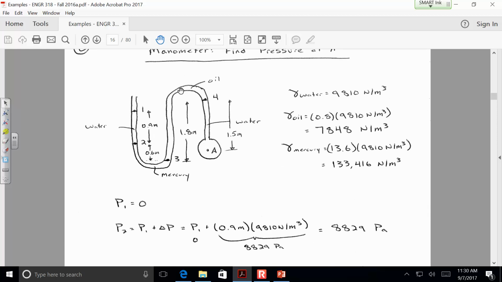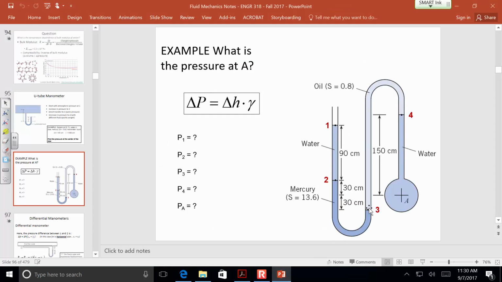But then from 3 to 4, let's go back to the good drawing. From 3 to 4, we have to take the 30 centimeters over there on the left and add it to the 1.5 meters in this dimension. So the total distance is 1.8 meters vertical. It doesn't matter that we go up and then down again. It's just the net difference between the two. So the net difference here is 1.8 meters, and it's minus, since we're going up through the fluid over there.